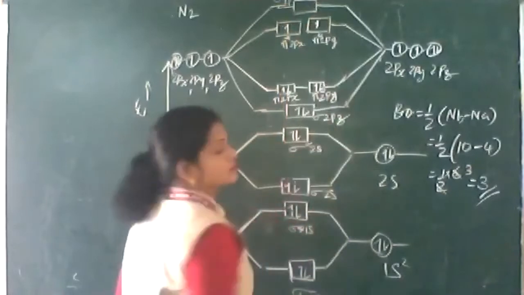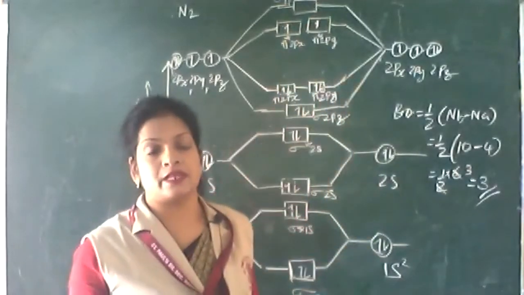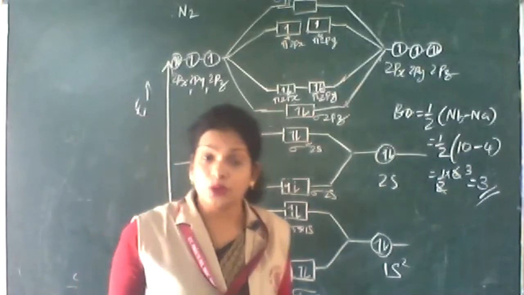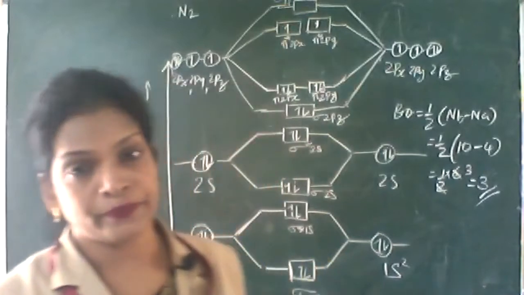Seven, 8. See, there are 2 unpaired electrons in O2. So O2 is paramagnetic according to molecular orbital theory.